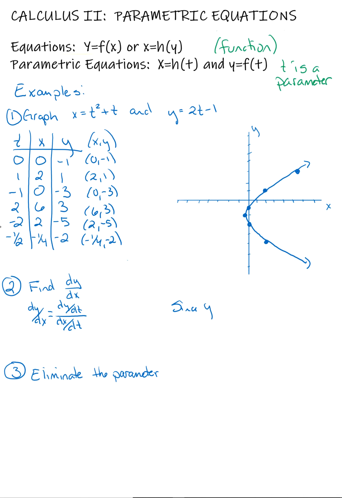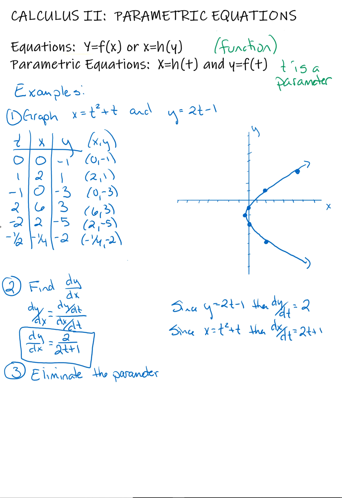Since y is equal to 2t minus 1, then dy/dt is just 2. And since x is equal to t squared plus t, then dx/dt is 2t plus 1. So that gives us dy/dx is 2 over 2t plus 1. Not so bad, pretty simple.